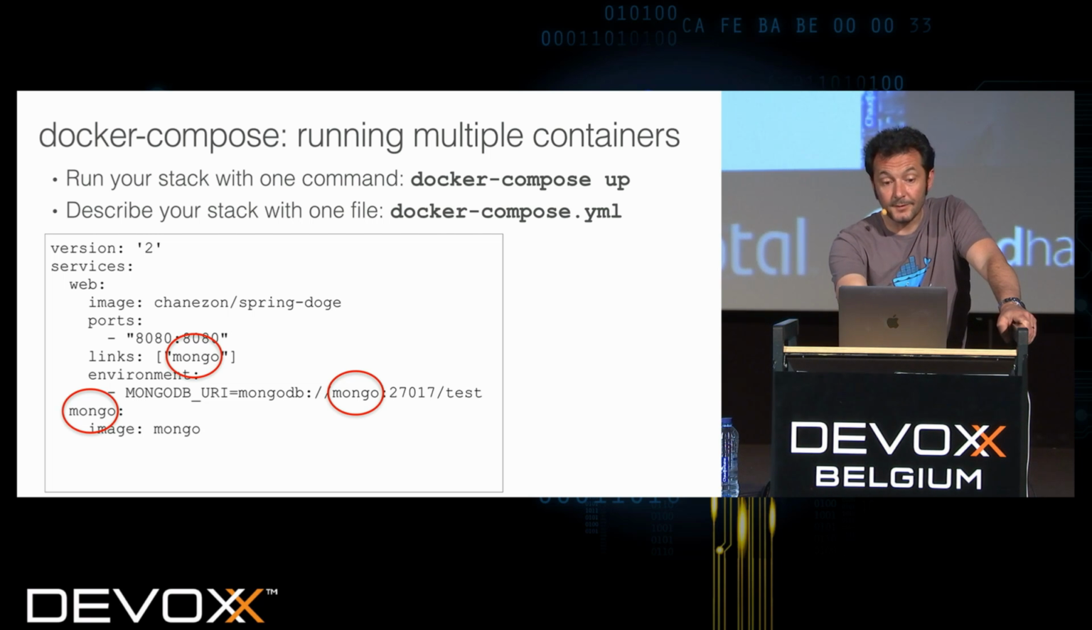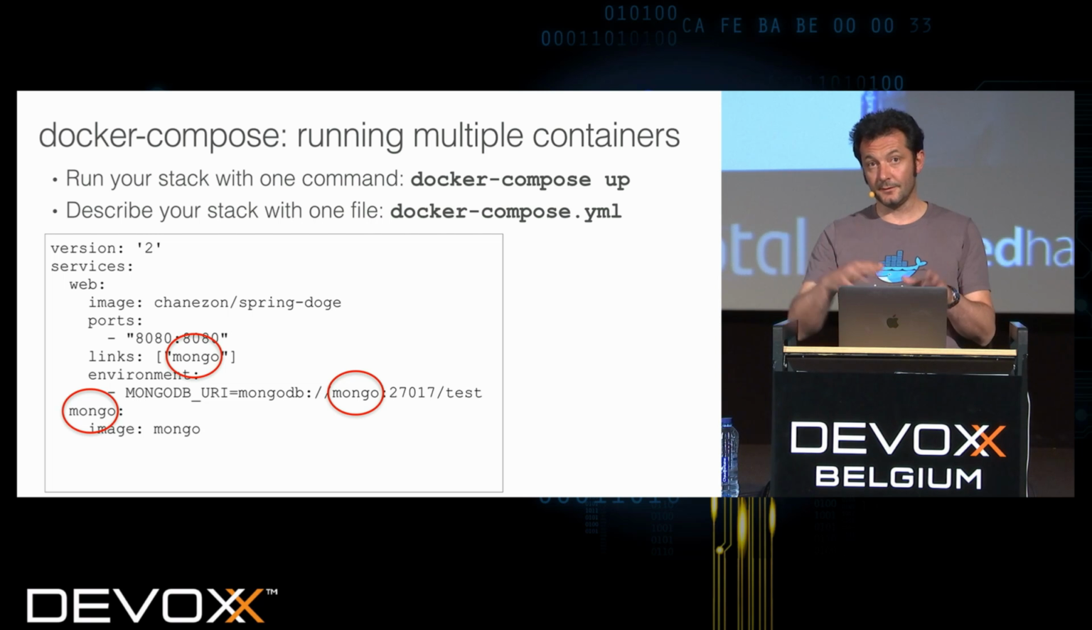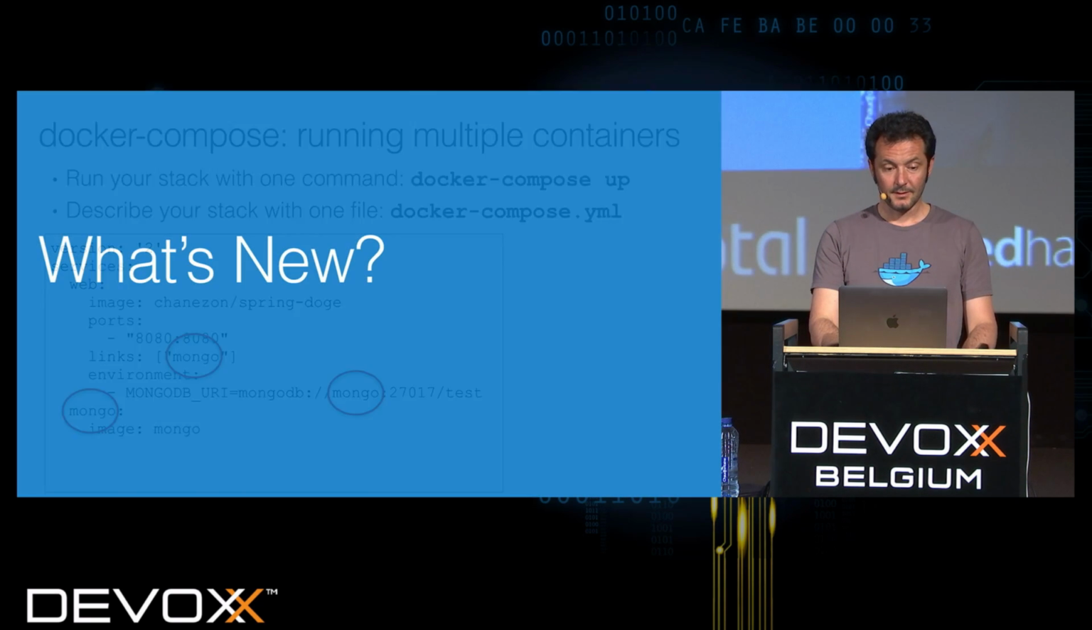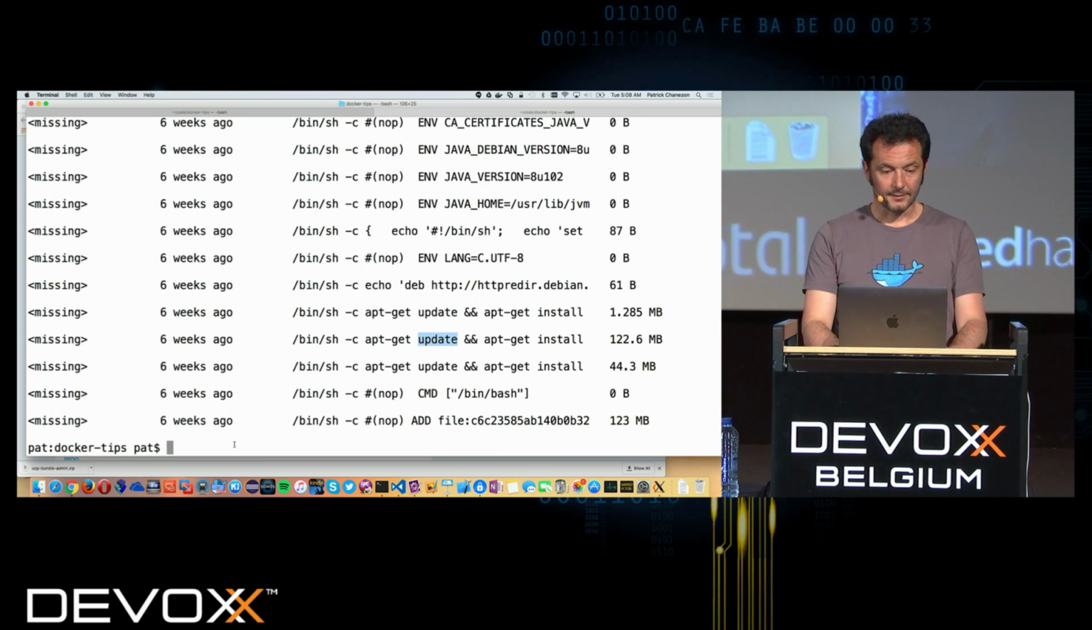So here I specify Mongo as the link, and that's the name Mongo that I have there, which corresponds to my second service. And here I just pass the name of the image, and it's going to start a Mongo database. Okay, so let me show you what it looks like.